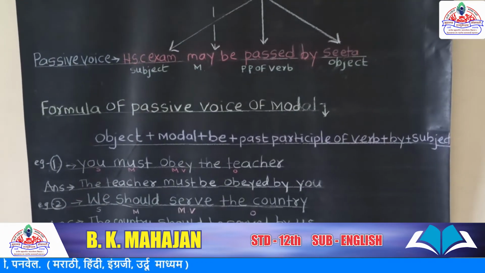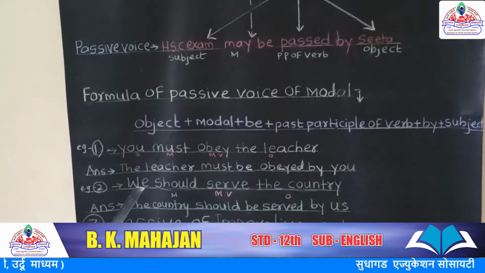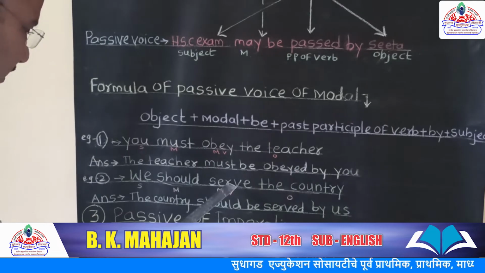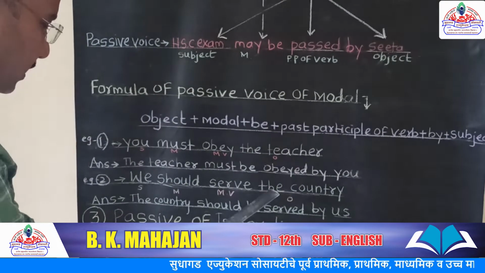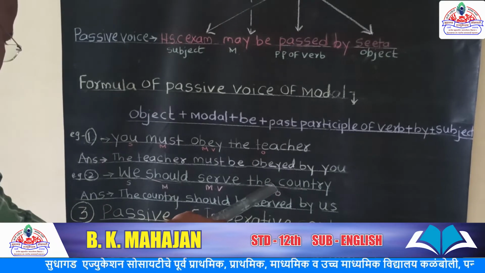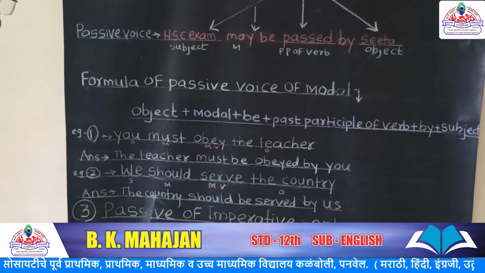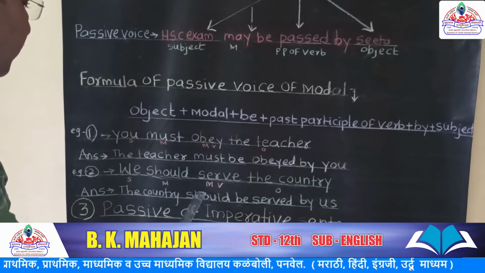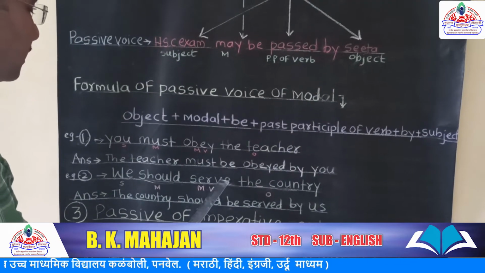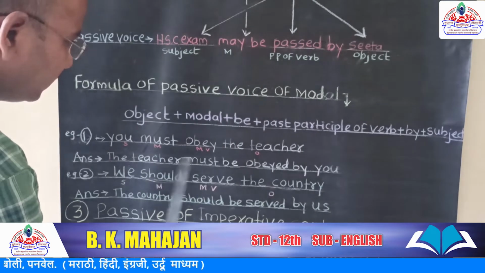Second sentence: We should serve the country. We is subject, should is modal, serve is main verb, the country is object. The object becomes the subject of passive voice, then modal, then be, then third form of verb, then by, and then subject.